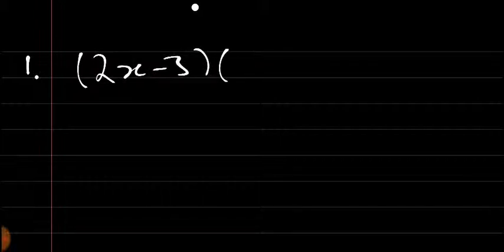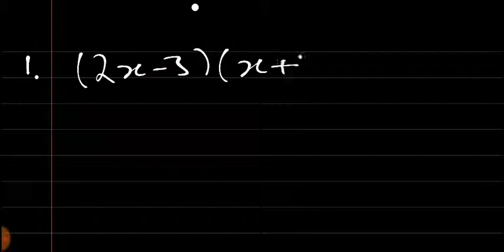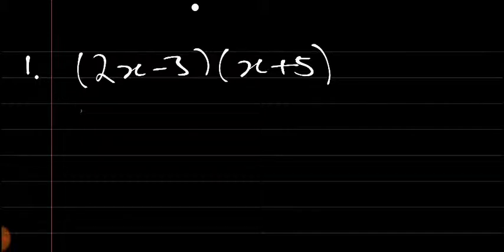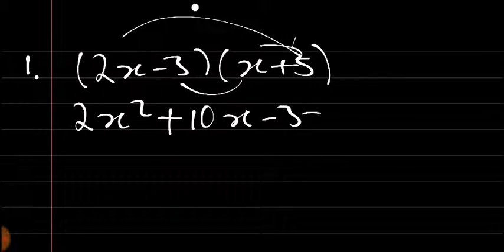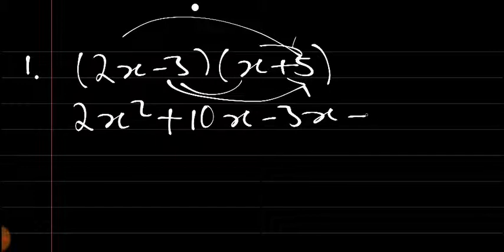So let's say, for example, we have the bracket 2x minus 3, and we're going to times that by x plus 5. Quite clearly, we'll just do that by first doing 2x times x, so that's going to give us 2x squared. Then we'll do these ones here, so that's going to give us 10x. Then we do these ones, which is minus 3x, and then we do the outside brackets here, and that's going to give us minus 15.